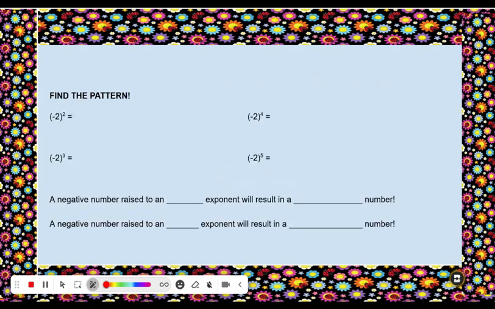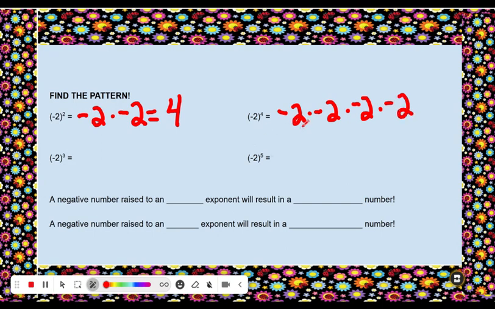Find the pattern. So here we have parentheses. So -2 times -2. Well, I know 2 times 2 is 4, and a negative times a negative is a positive. I'm going to go to the right. So (-2) to the 4th. So -2 times -2 times -2 times -2. So -2 times -2 is a positive 4. -2 times -2 is a positive 4 again. 4 times 4 is 16.